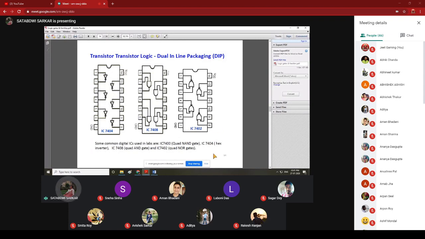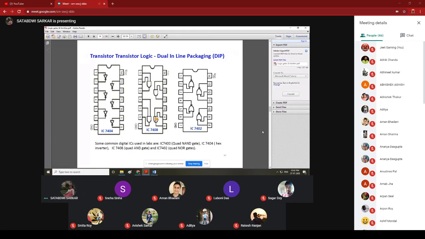And its direction is also different. Also it is in the opposite direction. The notch is upward, but its direction is also towards the notch. But in 7408, the direction is on the opposite side of the notch. But in every IC, pin number 14 is used for VCC, that is the current supply, and number 7 is used for ground.